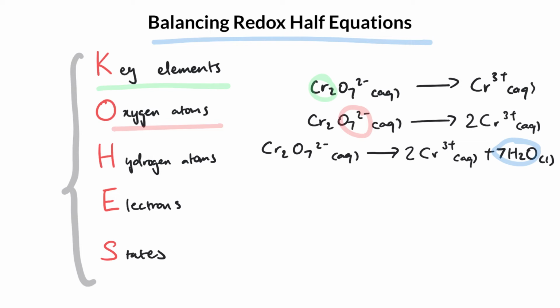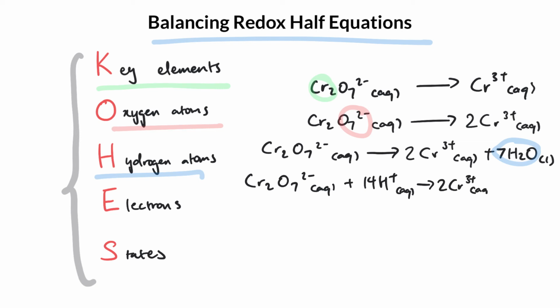The next thing to do, since we have water on the right side of the equation, we suddenly have hydrogen atoms, so we need to balance the hydrogen atoms. And in order to do that, we can add hydrogen ions. So that means we get 14 hydrogen ions on the left side to balance the 14 on the right.